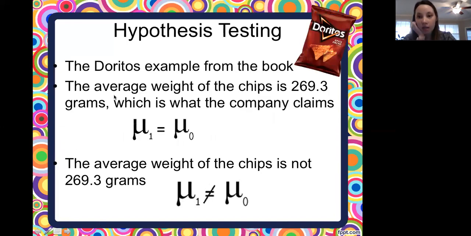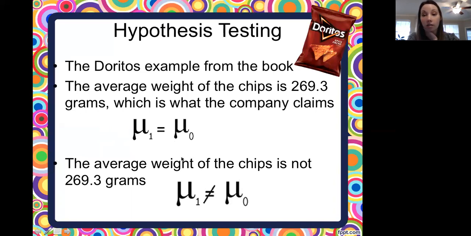Okay, so our book gives us an example of Doritos, of all things, and talking about whether or not a sample of Doritos that we get from a store, if the weight of those bags is significantly different from the national average of the weight of Dorito bags. So that's what this example from the book is talking about. So the average weight of Dorito bags is 269.3 grams, which is what the company claims. So that is our known, that is our population mean. That's this one here, mu subscript 0.